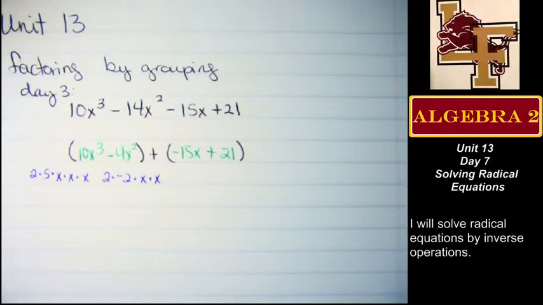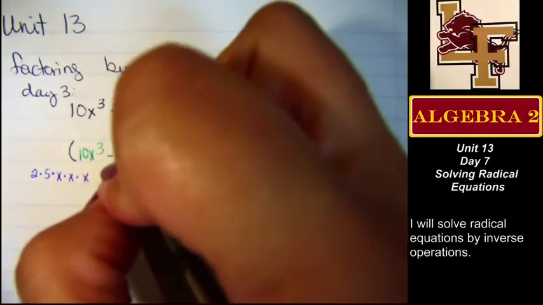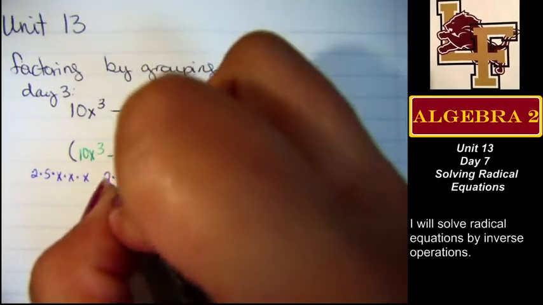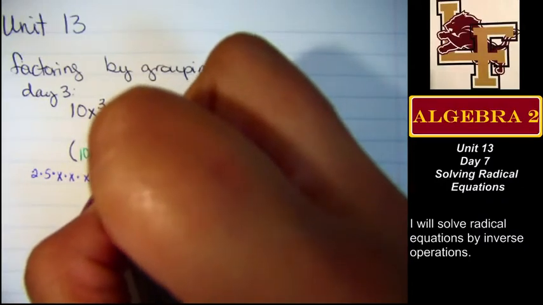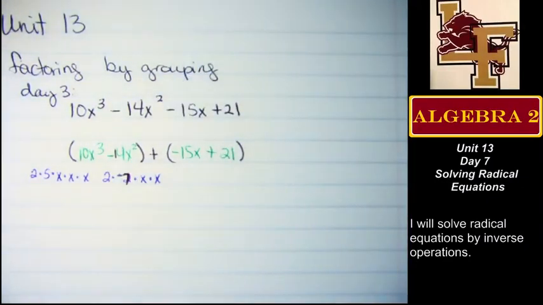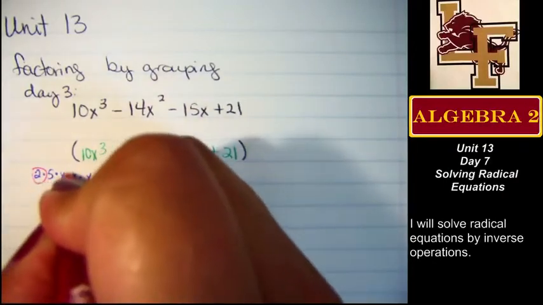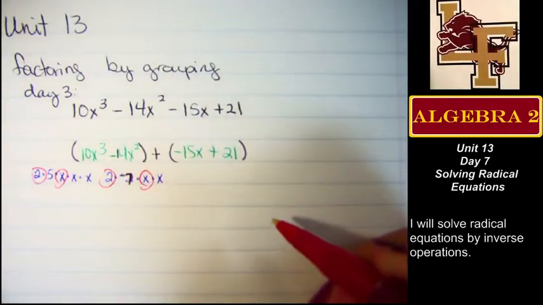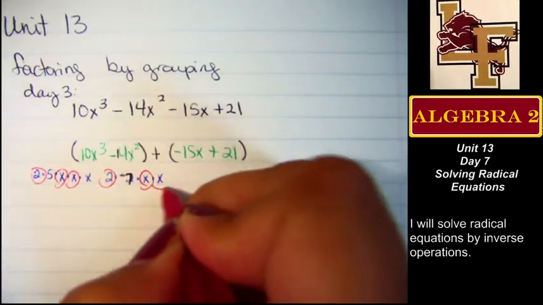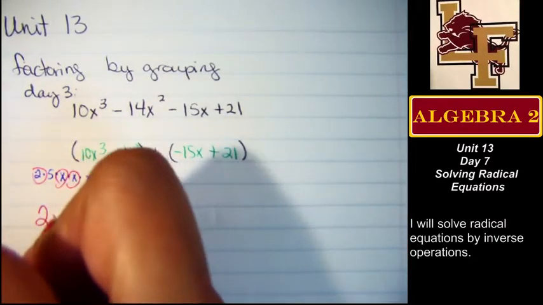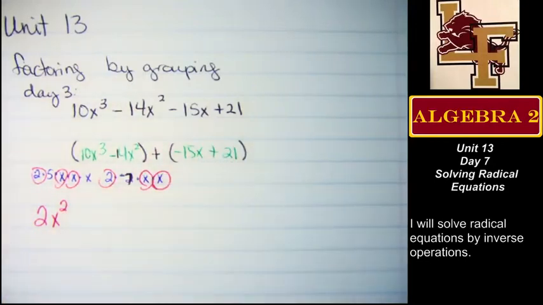It is a 14. So positive 2, negative 7. Thank you. Typos. Yeah, so it's the 2's and then x. Anything else? And another x. Yeah, so my common factor is 2x squared.